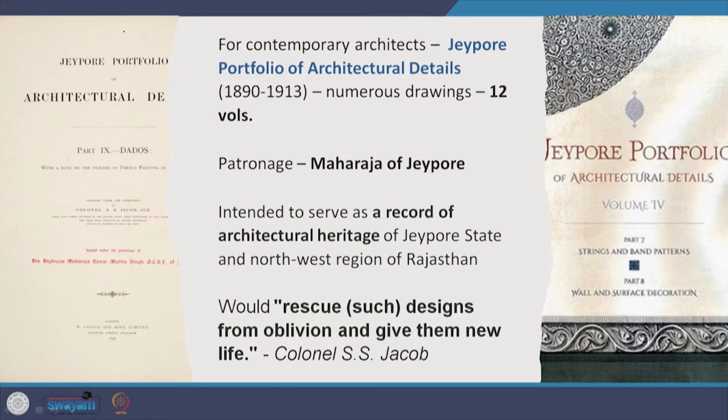to put together a portfolio of architectural details, which came to be called the Jaipur Portfolio of Architectural Details. Numerous drawings, 12 volumes, which were intended to serve as a record of the architectural heritage of Jaipur state and the northwest region of Rajasthan. And his desire was, as he himself said, to rescue such designs from oblivion and give them a new life. And how? By incorporating them into new buildings.